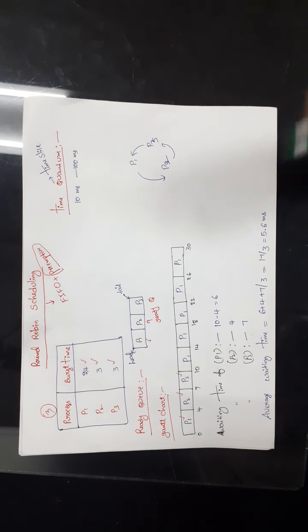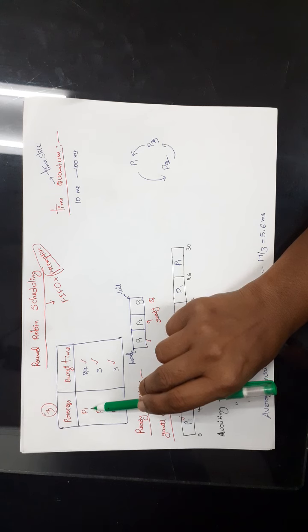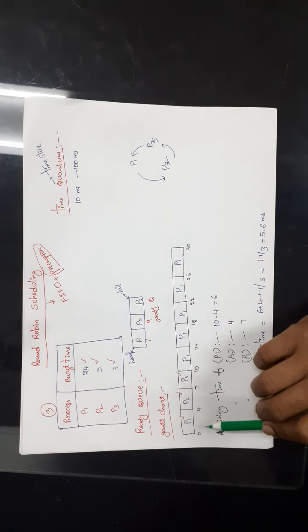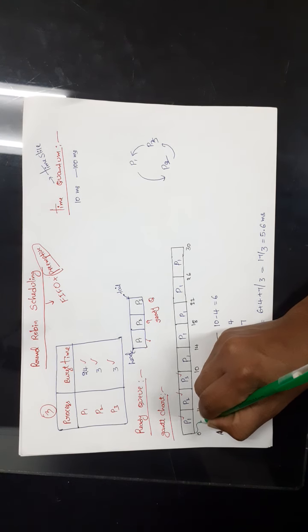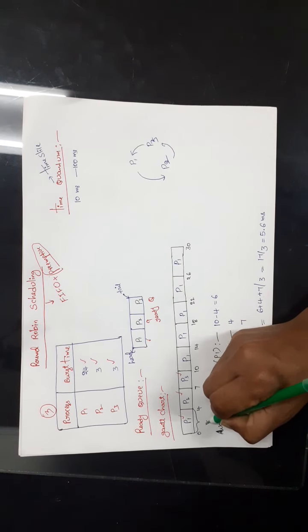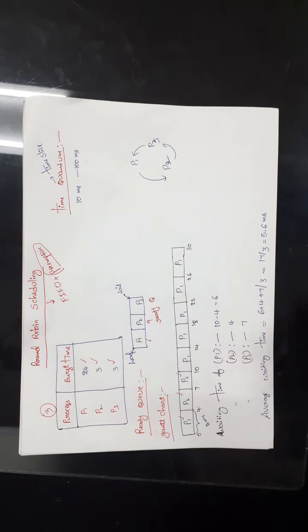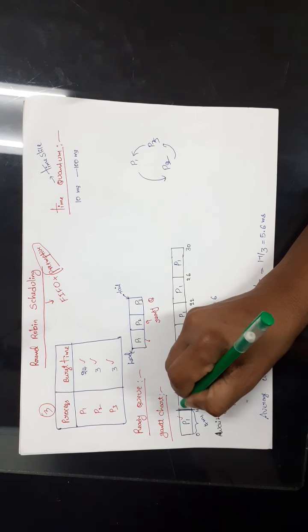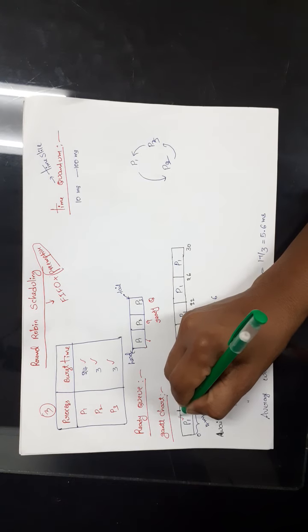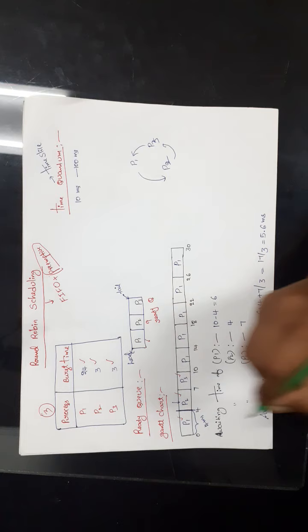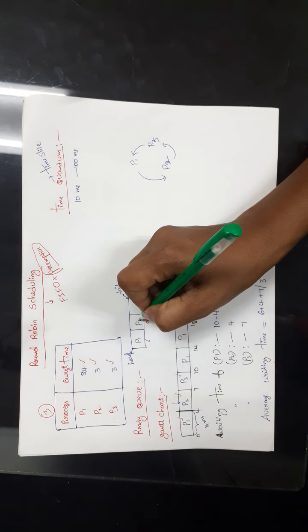So if you observe, the P1 process actually requires 24 milliseconds of CPU time in order to finish its execution. But here we are not giving 24 milliseconds of time for P1. We are giving only 4 milliseconds of time for P1. So after executing for 4 milliseconds, we are forcefully taking the CPU from P1 and we are assigning the CPU to the process P2, which is the next one in the queue.